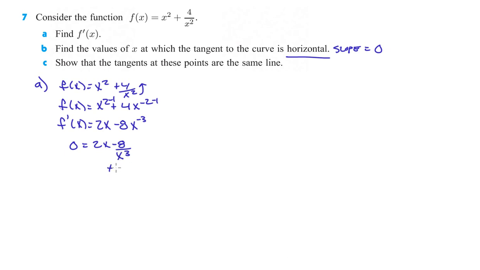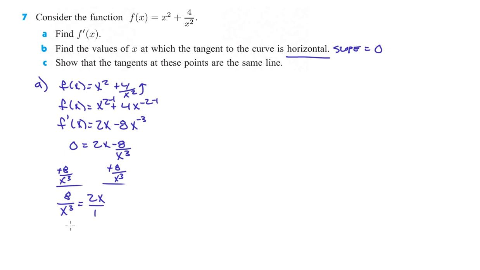I'm going to just move this. I'm going to add 8 over x cubed to both sides. So then we end up getting 8 over x cubed equals 2x. And just to make it a little nicer, I'm going to put 2x over 1. Okay, and then we can do cross products, which is going to be a little crazy, but we'll make it work.